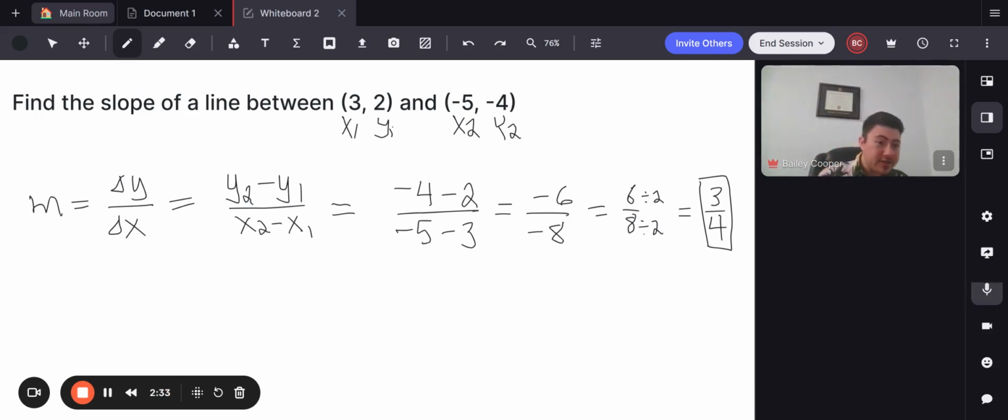In terms of interpreting your answer, like I said earlier, slope is the measure of steepness of a line. A slope of 1 is a perfectly diagonal line. Anything less than 1 is going to be less steep than that, and anything greater than 1 is going to be more steep than that. So 3/4 being less than 1 means that we're going to be a little less steep than perfectly diagonal.